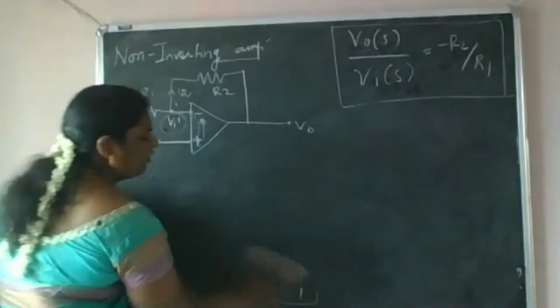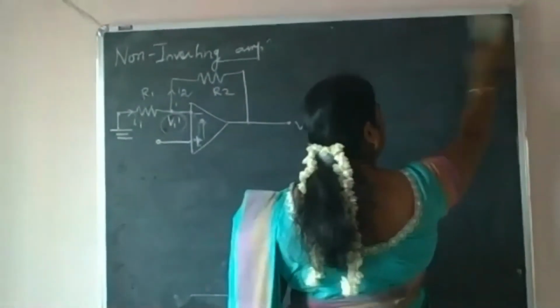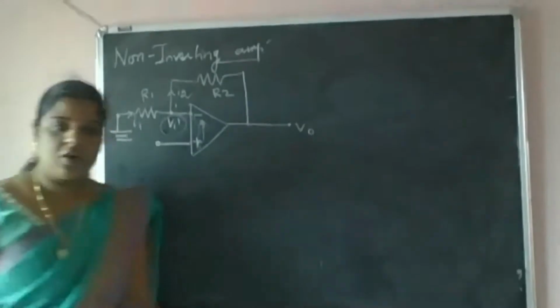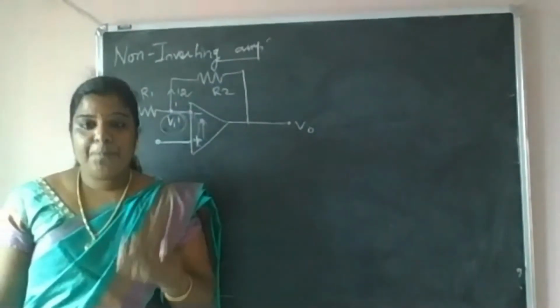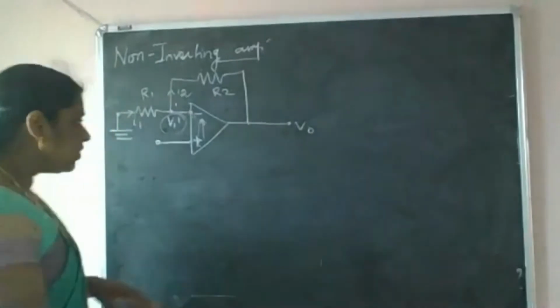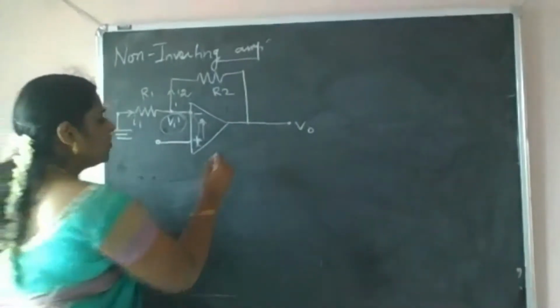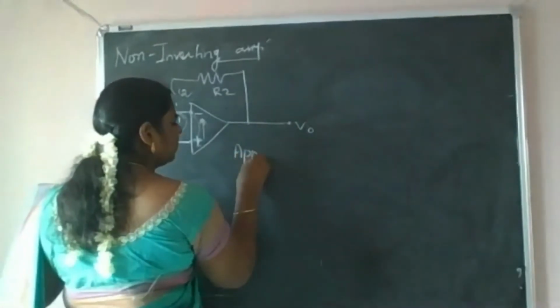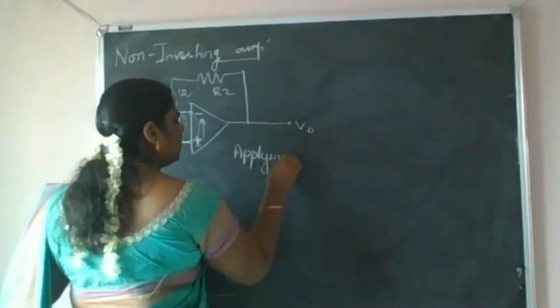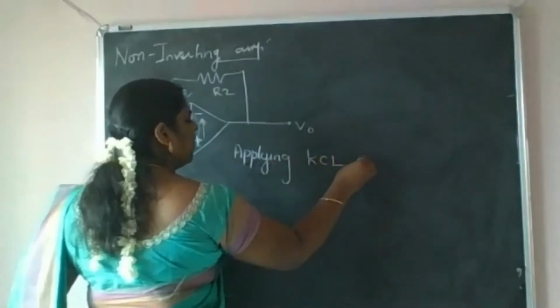Again we have to find the transfer function for this non-inverting amplifier. So how can we find it? First we have to apply the appropriate laws. So I am going to apply Kirchhoff's law here. So applying KCL at node 1.